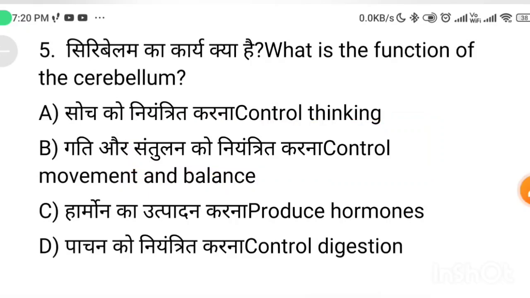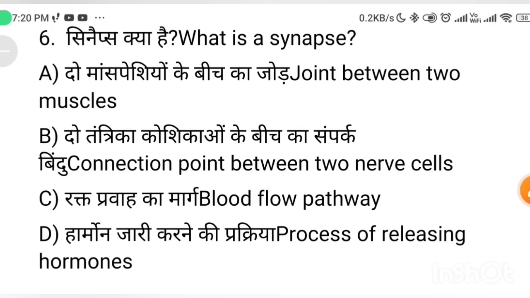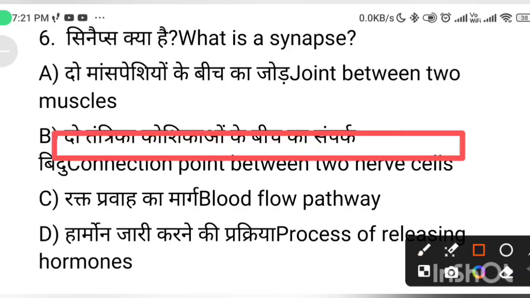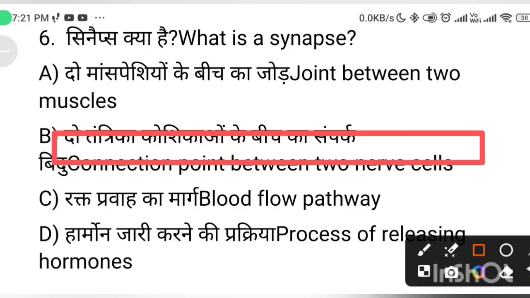Next question. What is synapse? Option A, joint between two muscles. Option B, connection point between two nerve cells. Option C, blood flow pathway. Option D, process of releasing hormone. Correct answer is option B, connection between two nerve cells. A synapse is the junction between two neurons that allows a signal to pass between them. Neurons are cells that transmit information between your brain and other parts of the central nervous system. Synapses are found where neurons connect with other neurons.